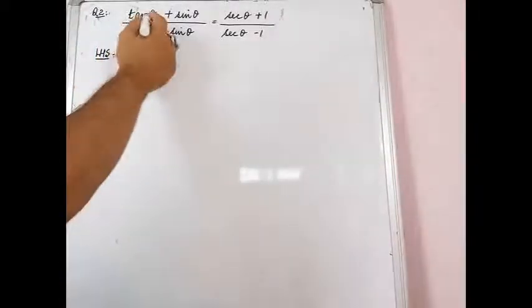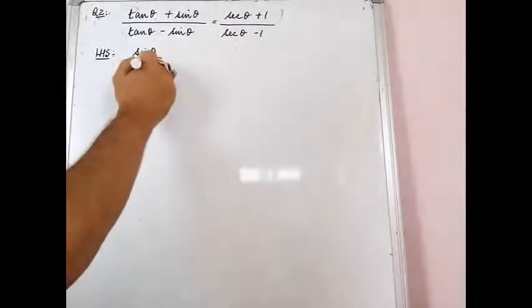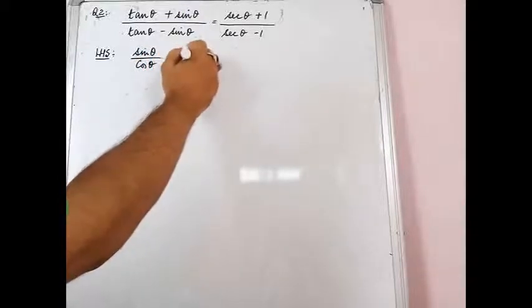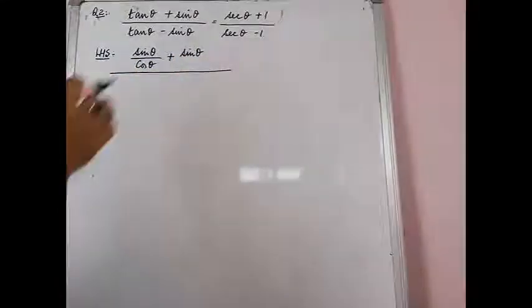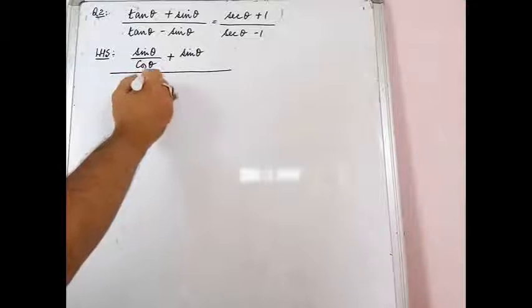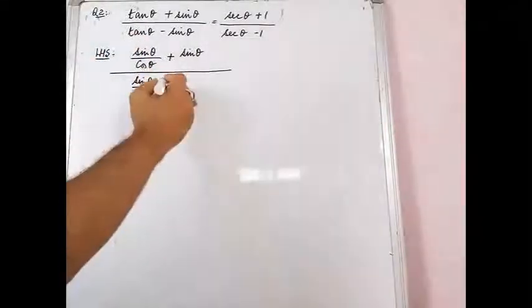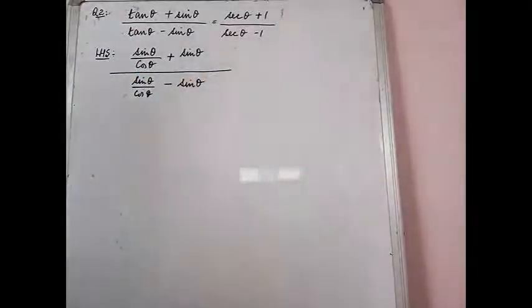Now you see, this tan theta can be written as sin theta upon cos theta, and plus sin theta you have over here. That part is the numerator part. Similarly, the denominator, you can simply write sin theta upon cos theta, because again it is tan theta here, minus sin theta. So that is the first step that you will do.